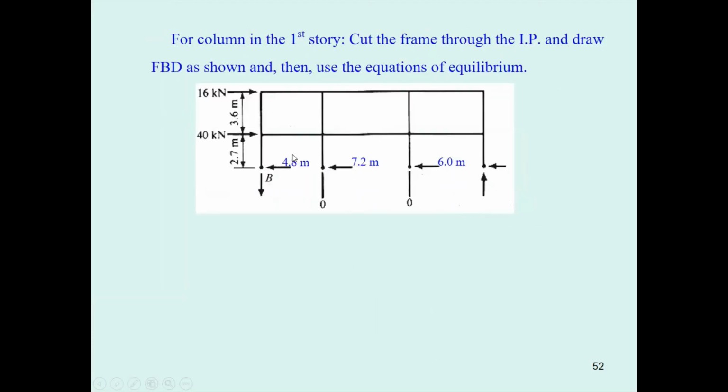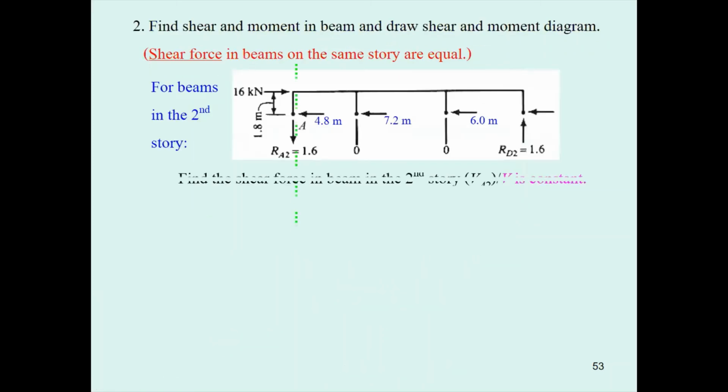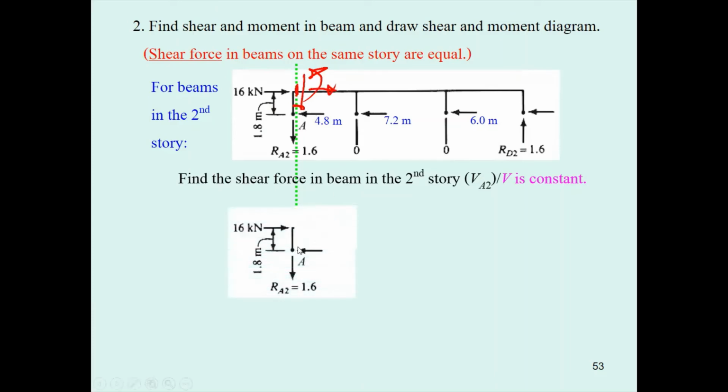Let me go to the first form first. Do the same thing. Take the moment over here. You get the force here. Summation of F sub y equal to 0. You get the force at this point. Okay, it's 11.6. Now just consider only this portion. When you cut this portion, we will have the moment, we will have the shear, we will have the normal force. So the free body diagram is going to be something like this.